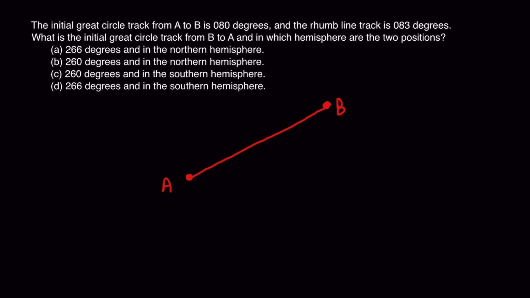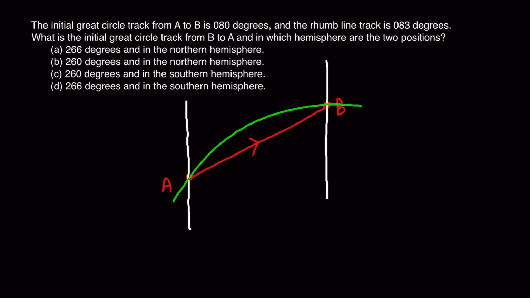The rhumb line track is also given A to B, which is 083. But before I continue, I need to make the longitudes. So longitude of A, longitude of B. And I'm going from A to B, so this arrow. Now, let's consider two situations. Number one, it is the northern hemisphere. Number two, it is the southern hemisphere. Okay, so if it is the northern hemisphere, it will be the green great circle track. If it is the southern hemisphere, it is going to be the yellow great circle track.